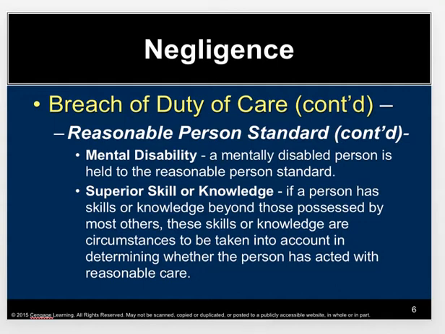Here's another exception, but this one goes the other way, right? We've seen some exceptions where we're going to hold people to a lower standard, especially in the case of kids or people that are mentally disabled. But if you have superior skill or knowledge, you're going to be held to a higher standard. So if a person has skills or knowledge beyond those possessed by most others, these skills or knowledge are circumstances to be taken into account in determining whether the person has acted with reasonable care.